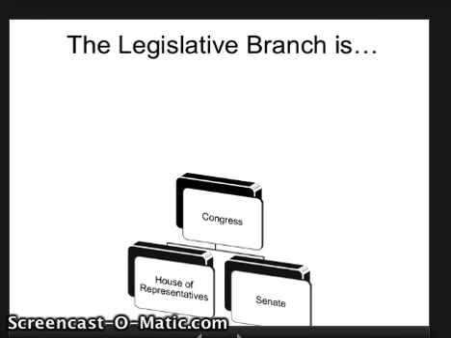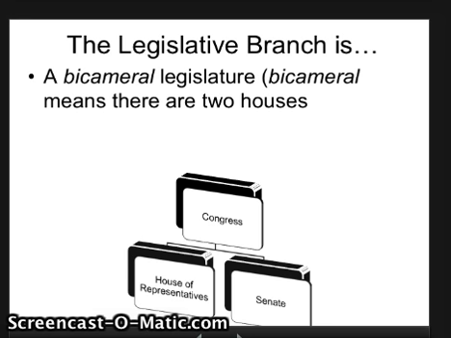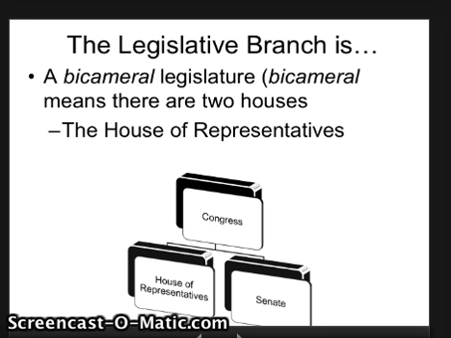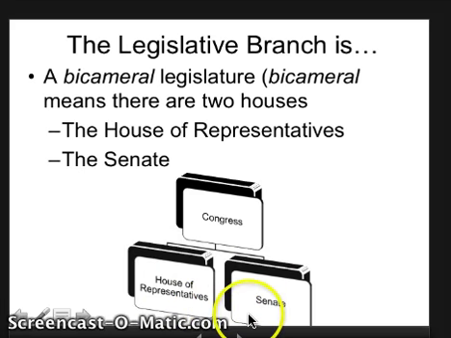So as I just said, the legislative branch is bicameral. This means that there are two houses, the House of Representatives and the Senate. And here we have it, Congress, House of Representatives, which is proportional representation, and the Senate, where every state is equal. Virginia Plan, New Jersey Plan.